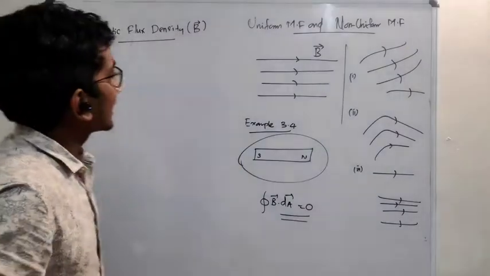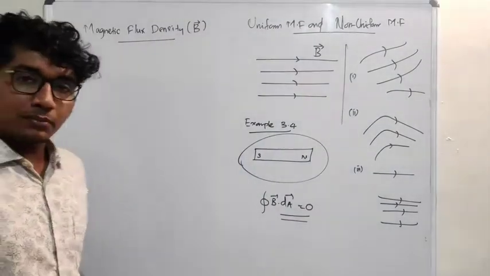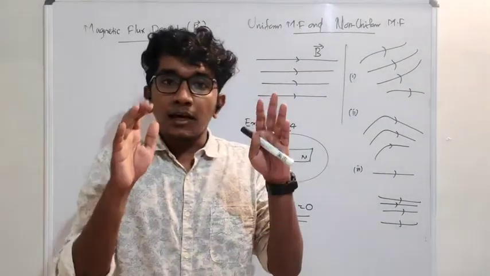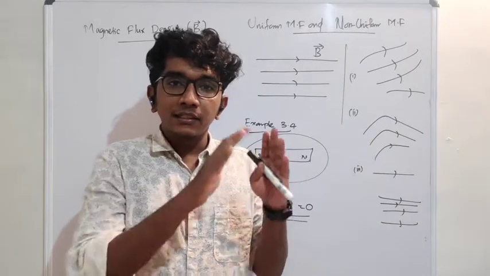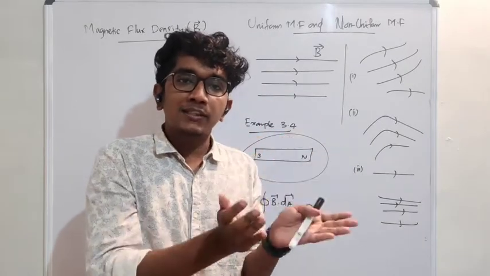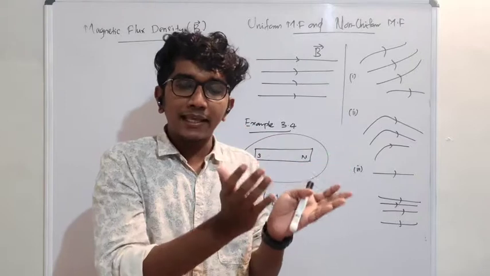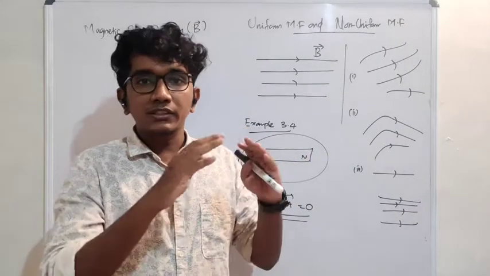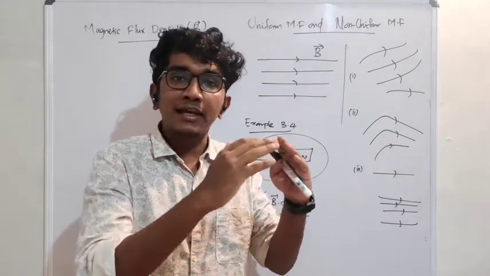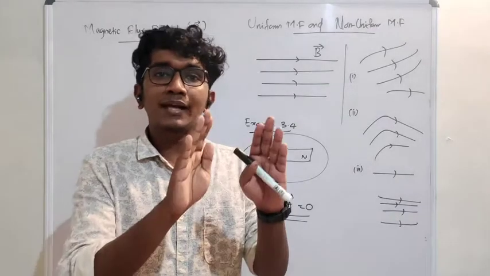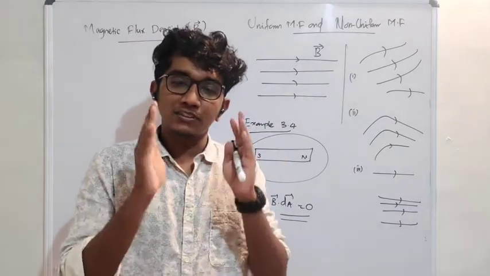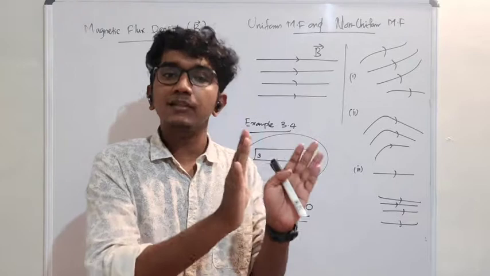So next is magnetic flux density. What is magnetic flux density? It is the number of field lines passing through or crossing a small area which is kept perpendicular to the magnetic field lines. That is what magnetic flux density is. Simply, you can say it is the number of field lines per unit area.